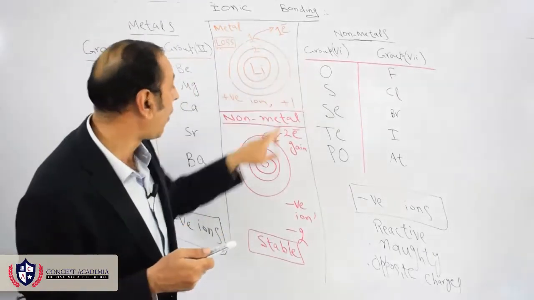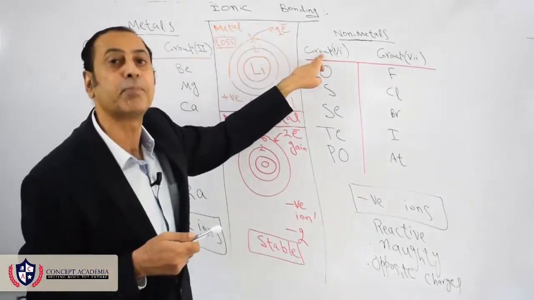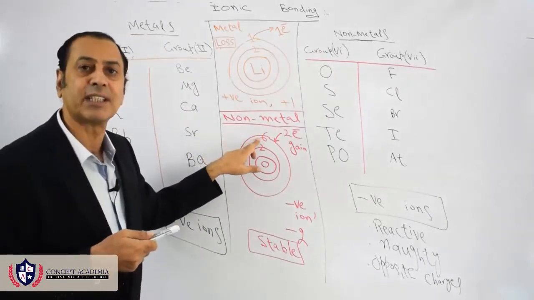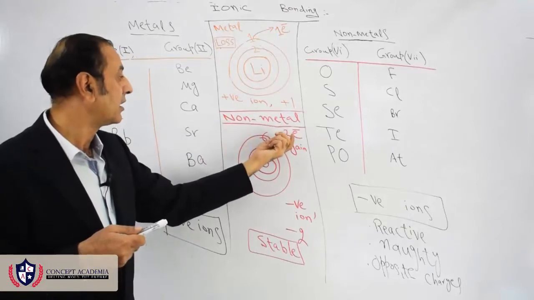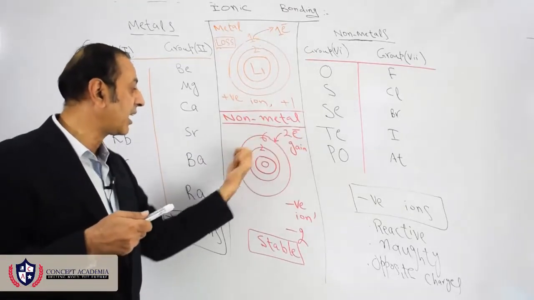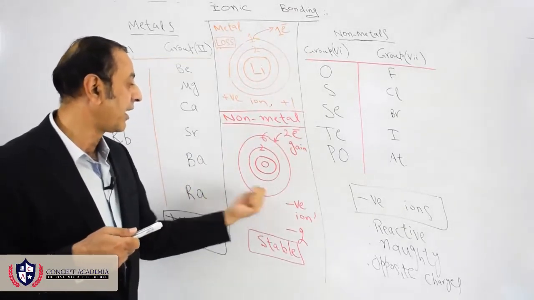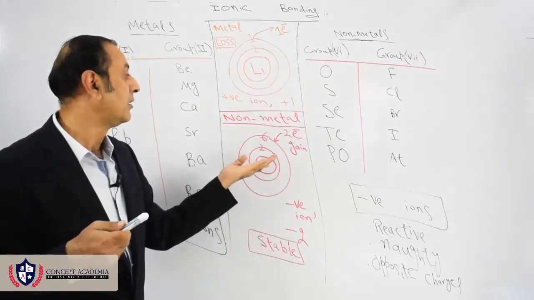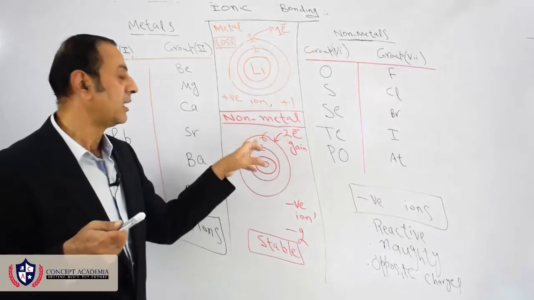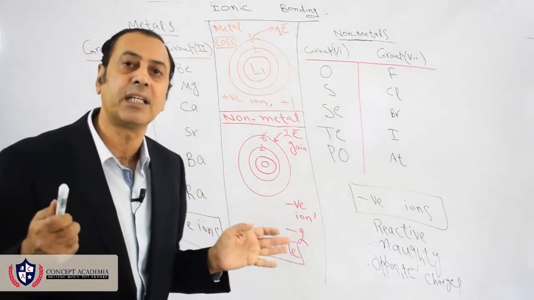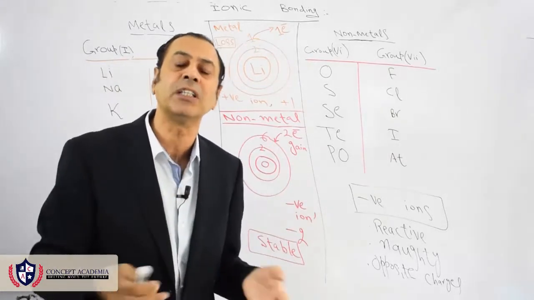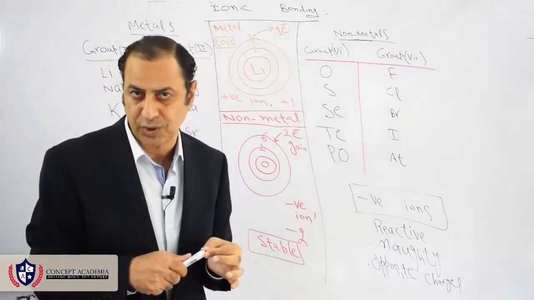Similarly, oxygen belongs to group 6, and it has 6 electrons in the last shell. It can gain 2 electrons. With the gaining of 2 electrons, it will get a negative charge and will have 6 plus 2, that is 8 electrons, and will get the noble gas last shell electronic configuration of neon and become stable.